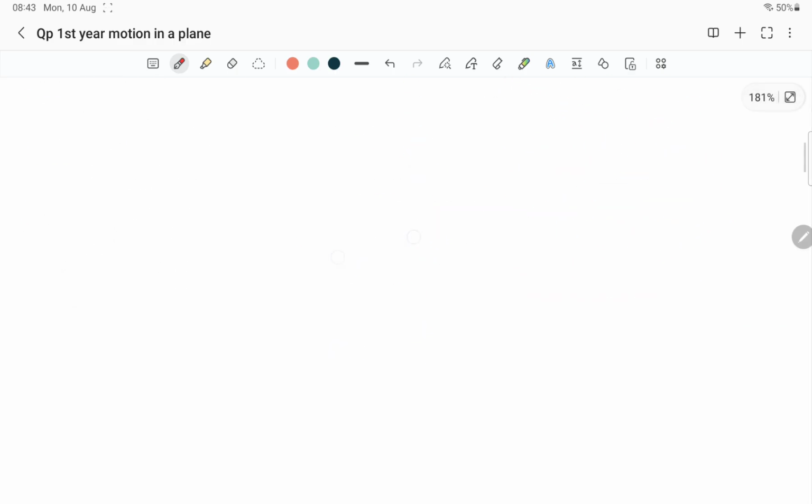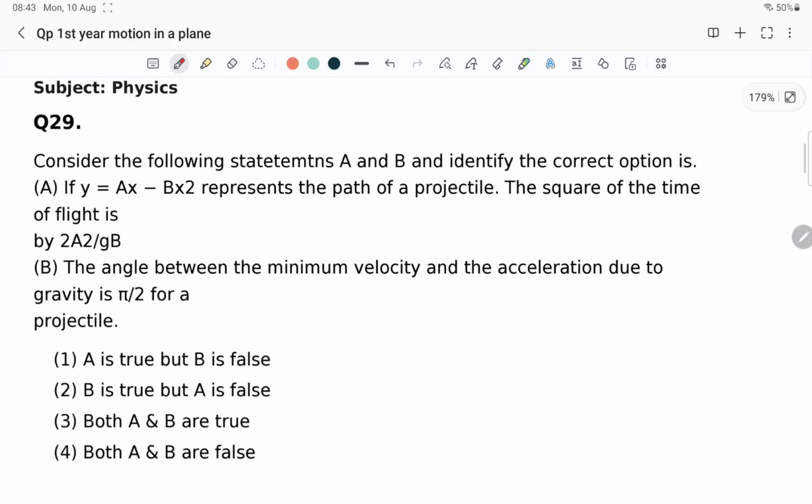Okay, so let's move on to the next question, question number 29. Consider the following statements A and B, and identify the correct option. A says if y is equal to ax minus bx square represents the path of the projectile, the square of the time of flight is 2a square by gb, he is saying. Okay, so how do you get this?